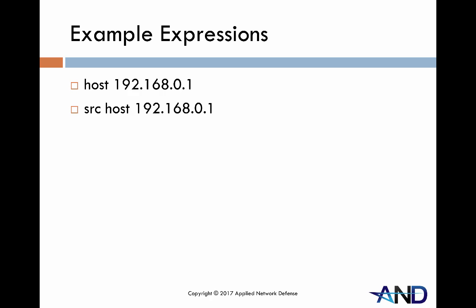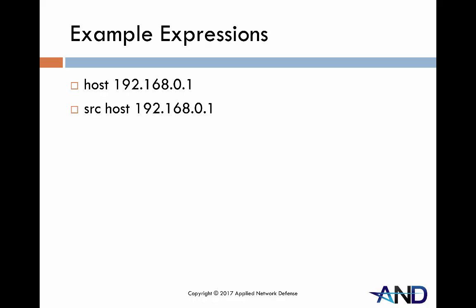Another pretty straightforward one. We're going to take the existing filter and add another qualifier to it, in this case the source directional qualifier, and that's going to give us source host 192.168.0.1. It's going to show us all the traffic sourced from that host in one specific direction.